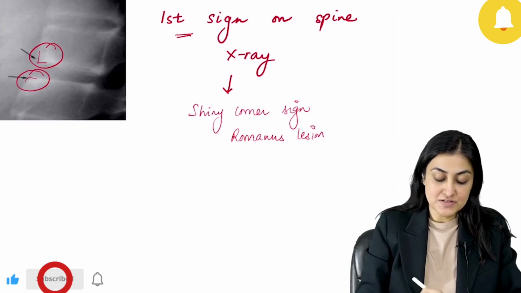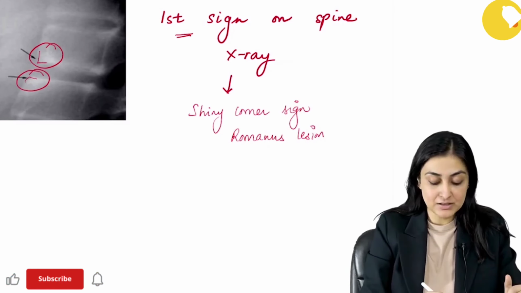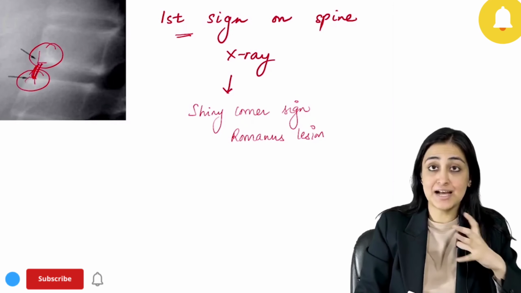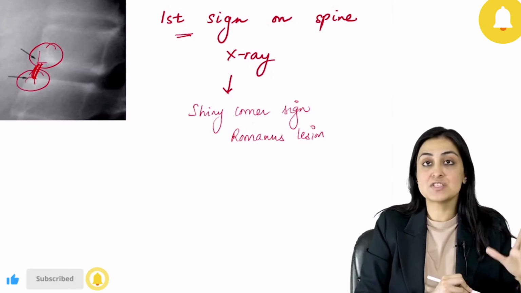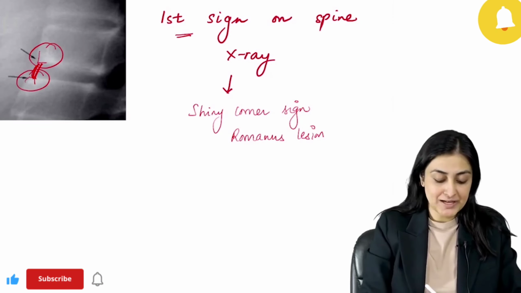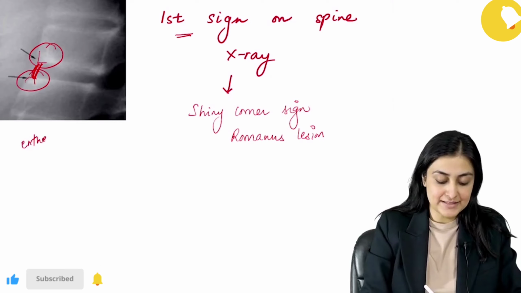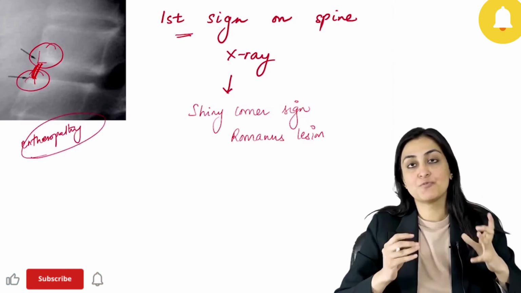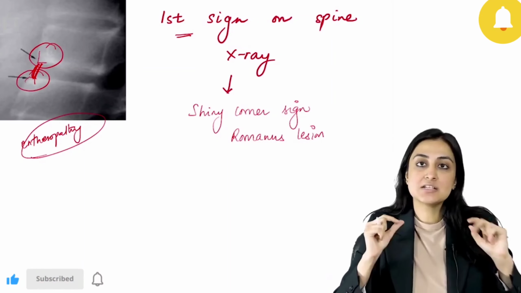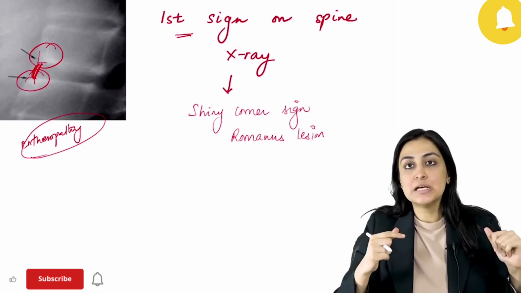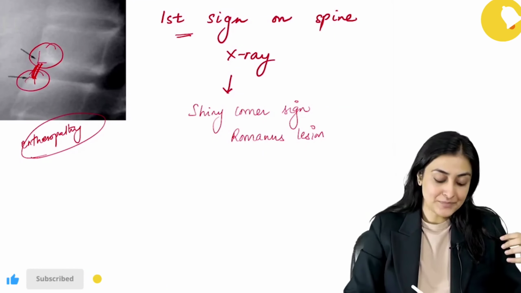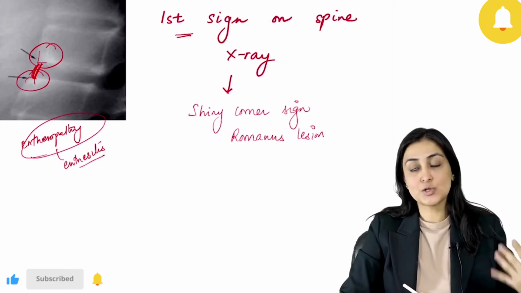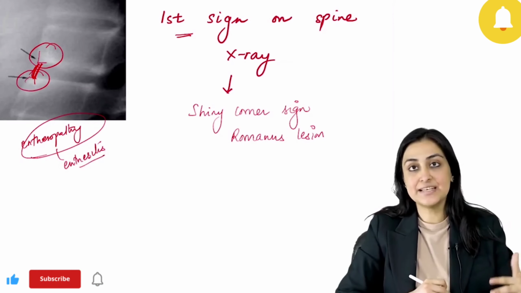So this is referred to as shiny corner sign, or some people also call this the Romanus lesion. So this actually represents the inflammation which is happening here at the attachment of the annular fibers. Remember, we have discussed this. This is called enthesopathy, and this is again a very important feature of ankylosing spondylitis, wherein at all the ligament and tendinous attachment sites you have inflammation. Okay, so this is called enthesopathy or enthesitis, right? And this is something which is a feature of ankylosing spondylitis, and one of that we are seeing here.